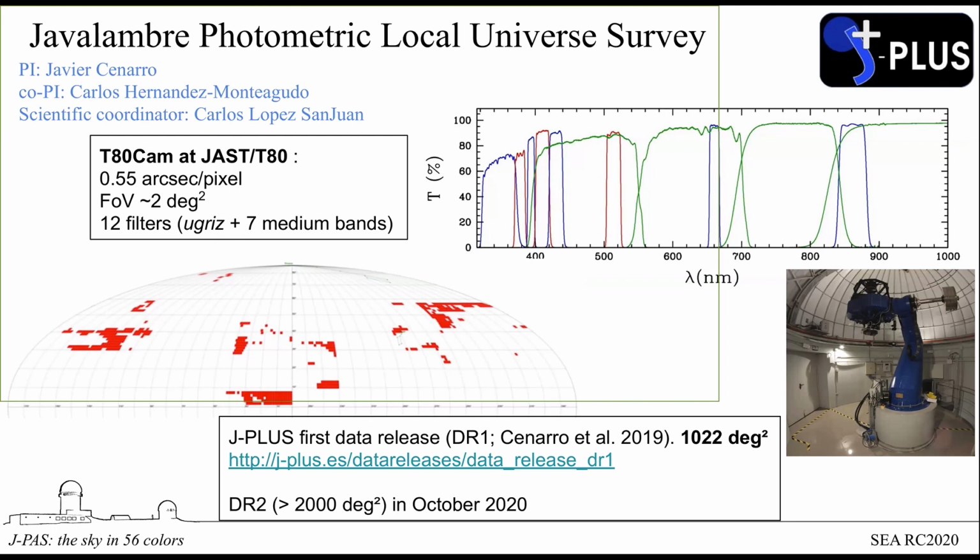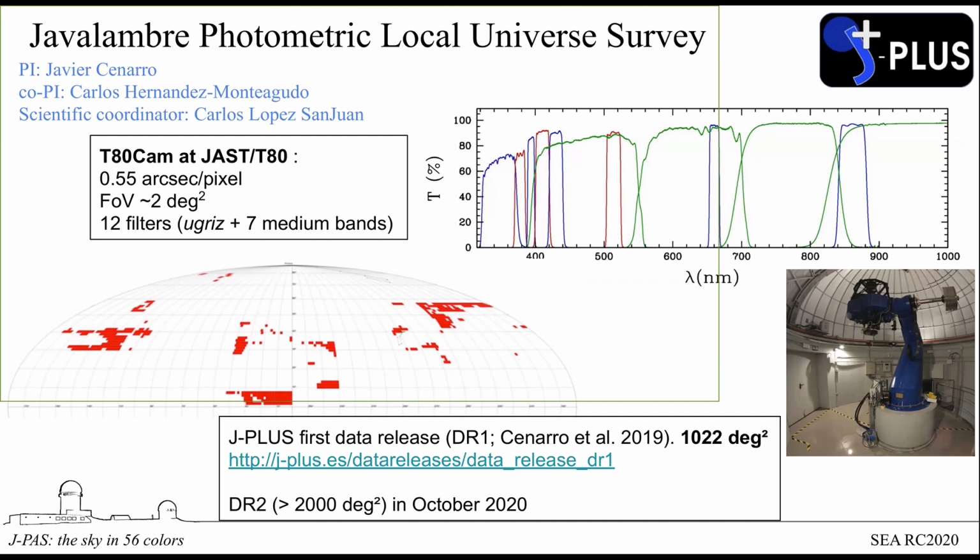Just a few words about JPAS, the Javalambre Photometric Local Universe Survey. JPAS is being conducted with the small telescope. In addition to the large field of view that we have, 2 square degrees, the unique capability of this survey is the filter set of only 12 filters. Basically the usual SDSS plus 7 medium or narrow bands that are located in key features of the stellar spectra. We will hear about that later.